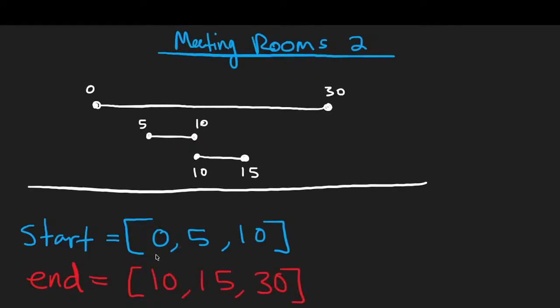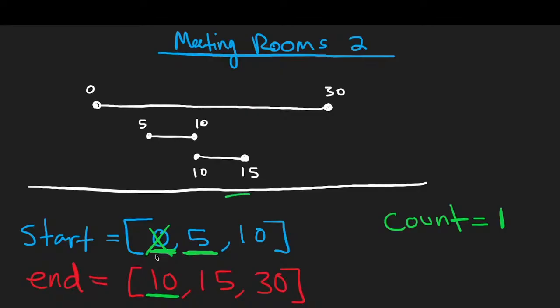So now we're going to start this problem off with 2 pointers. We're going to have 1 pointer at the beginning of start and 1 pointer at the beginning of end. Between these 2, we're always going to pick the minimum value. So we are going to maintain a count, which tells us the number of meetings that are going on. And if the minimum between these 2 is the start time, we're going to increment the count of meetings going on and then shift our start pointer to the next one.